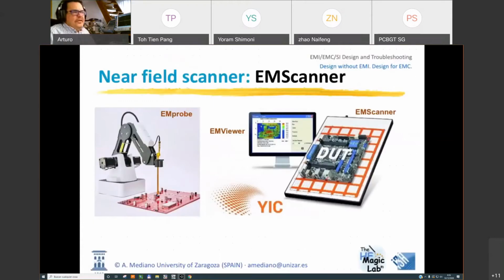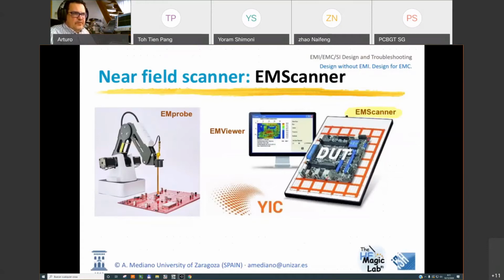I'm going to use the EM scanner. The EM scanner is a flat surface that has more than 1,000 small near-field probes. So you put the device on top of the scanner, and in real time, you have a picture of the activity in the product you put on top of the scanner.